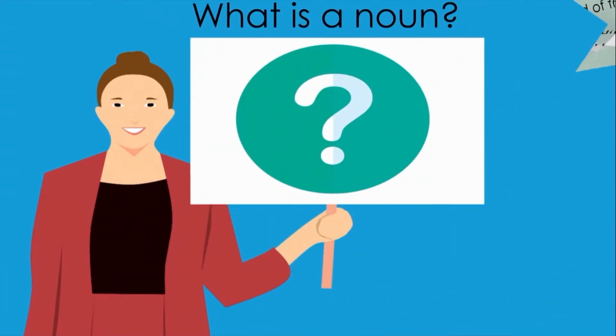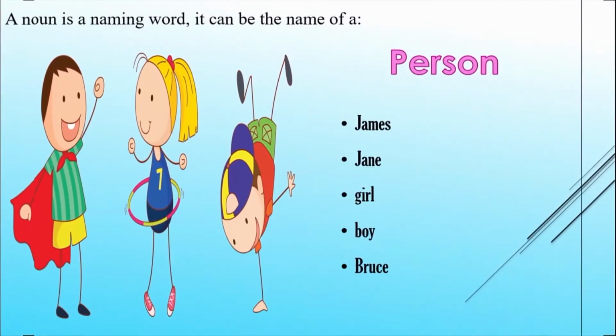So the first and most important question, what exactly is a noun? A noun is a very general term. It's a naming word, as you might have learned in a class before. It can name several different things, and anything that has a name, that name would qualify itself as a noun. So the first thing that a noun can be a name of is a person.